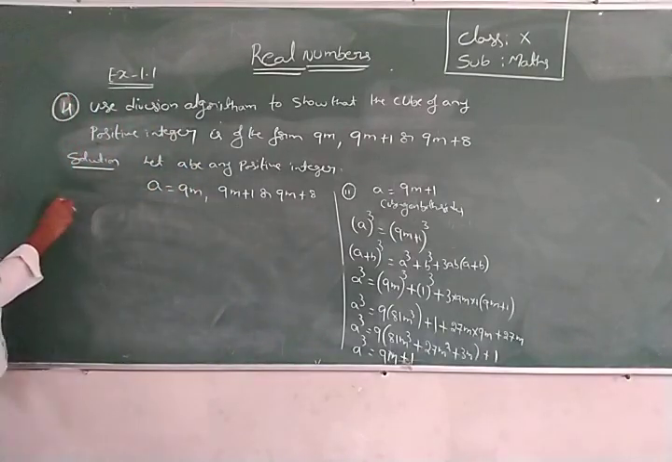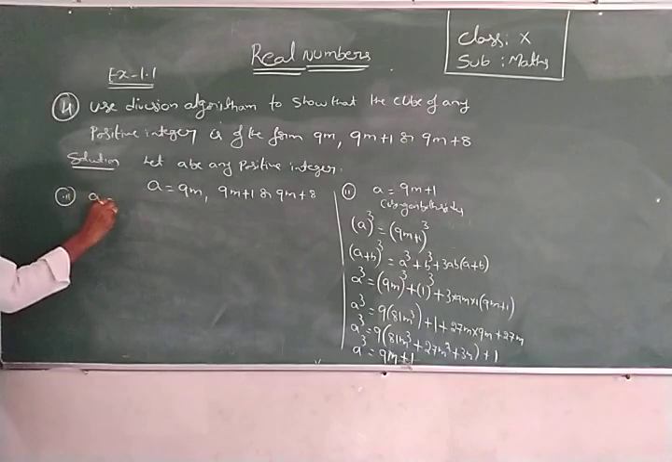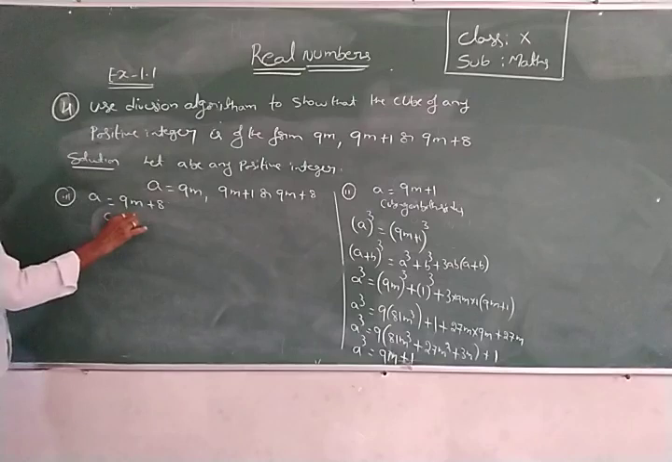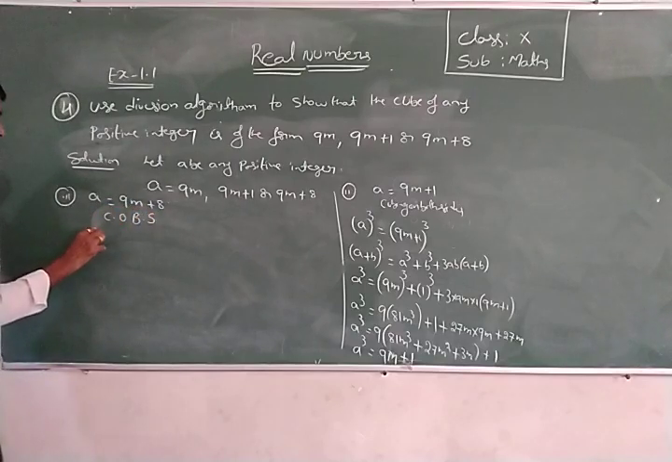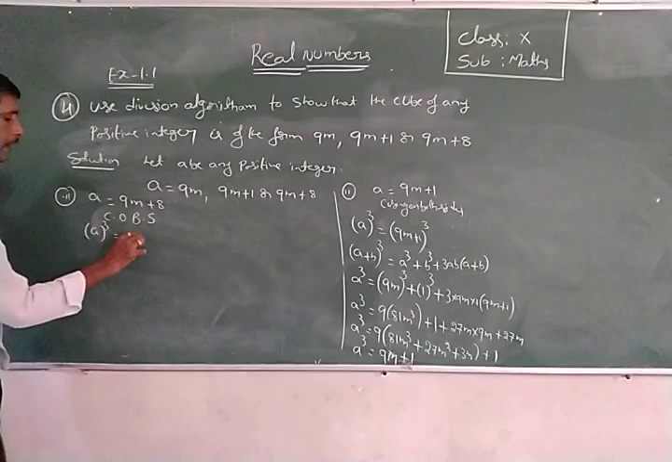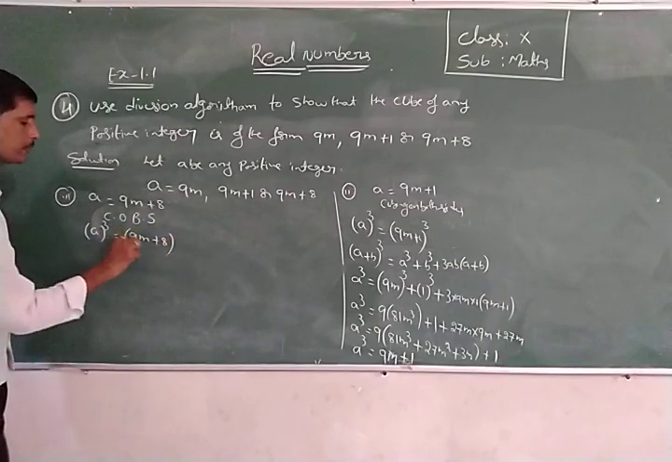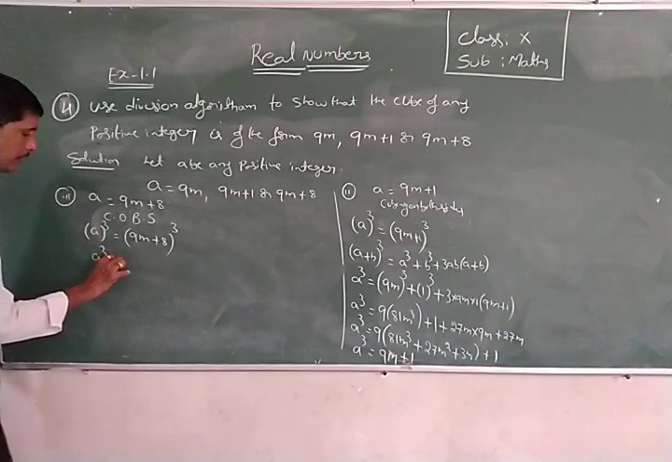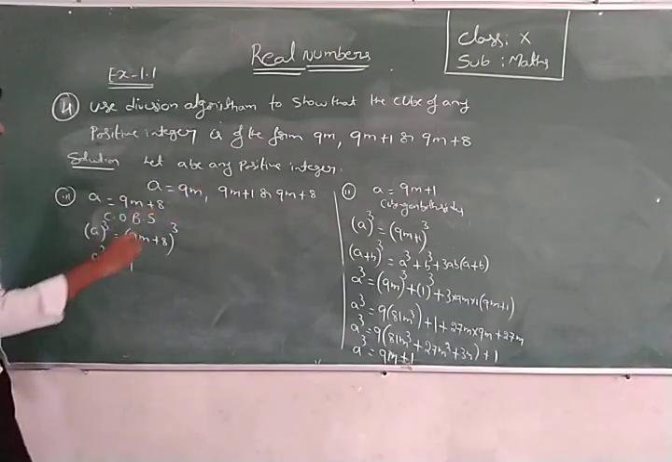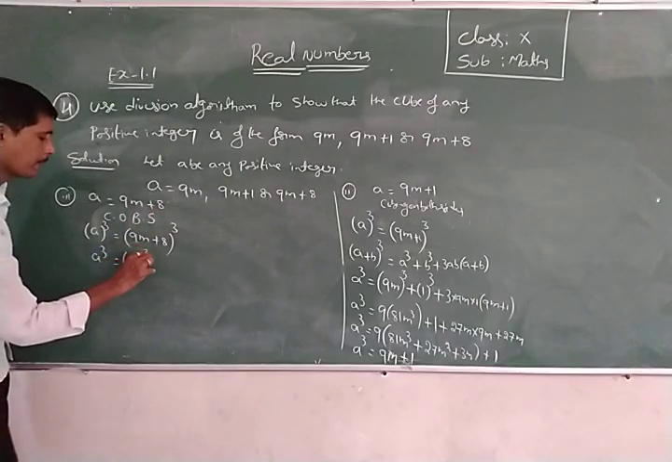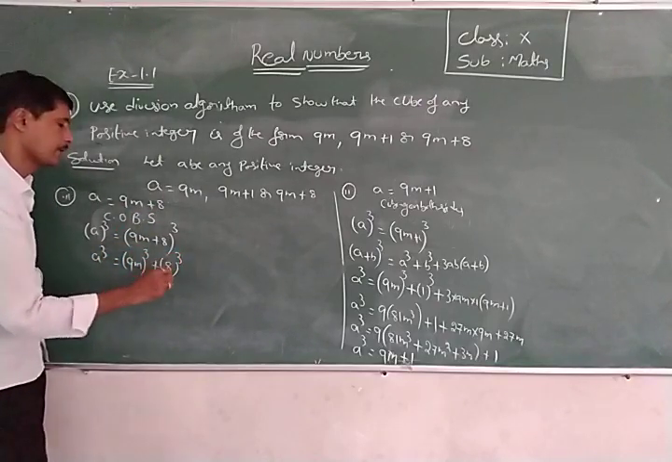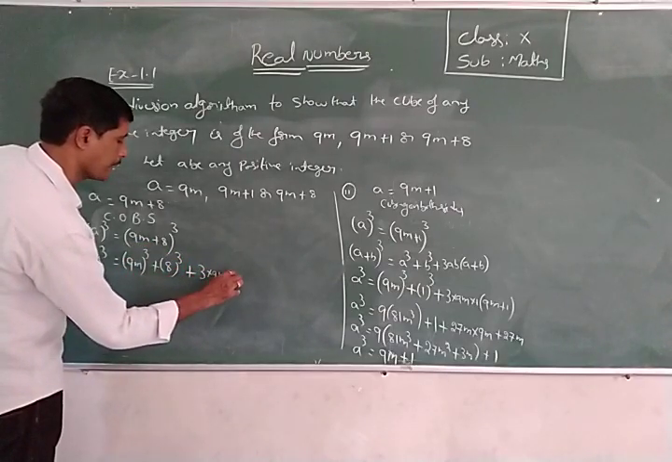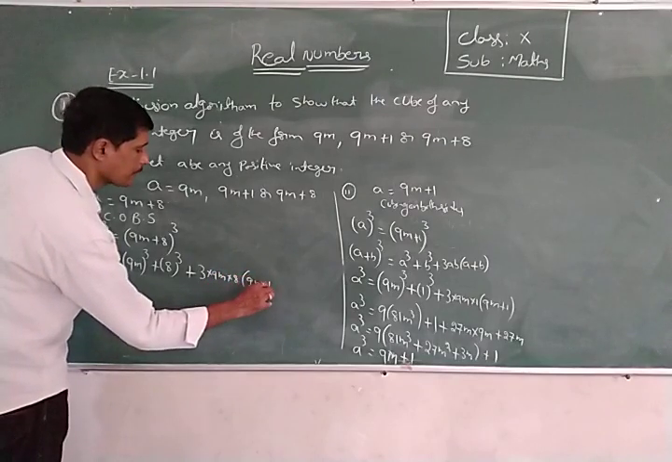Therefore, the third one is a equals 9m plus 8. Here also, same, cubing on both sides. Therefore a whole cube equals (9m plus 8) whole cube. Applying the (a plus b) whole cube formula again, a cube equals (9m) whole cube plus 8 whole cube plus 3 into 9m into 8 into (9m plus 8).